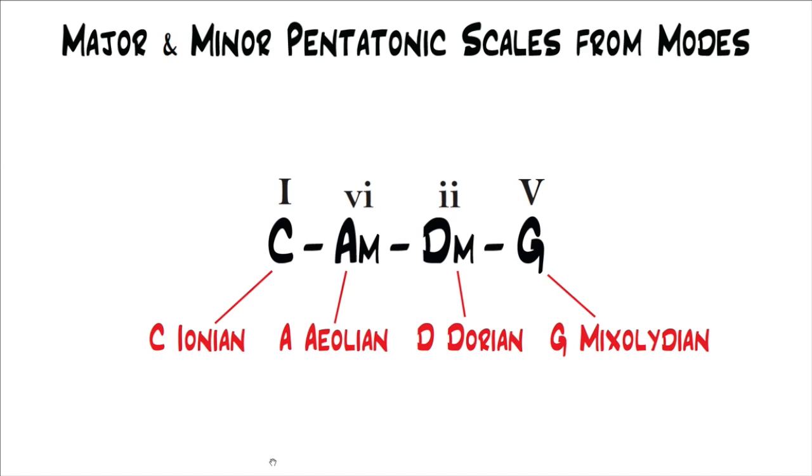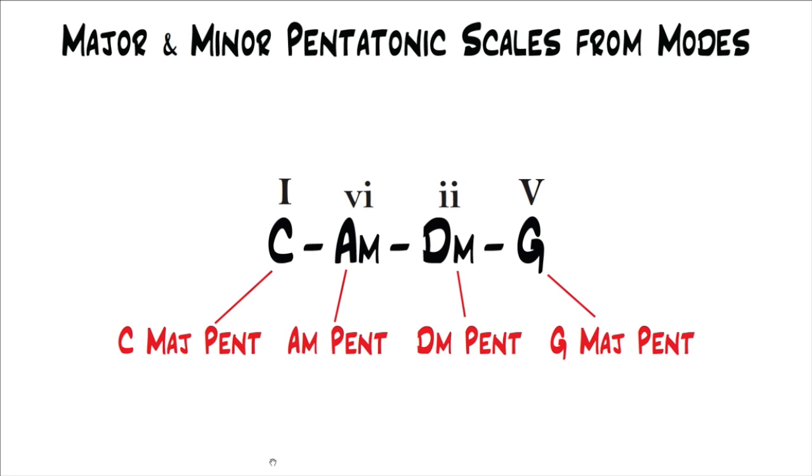But then we can simplify that with the major and minor pentatonic scales. Instead of thinking about each of the modes over these chords, we can just think about using the major pentatonic with the same root over the major chords, and the minor pentatonic with the same root over the minor chords. So over C major you'd use C major pentatonic, over A minor you'd use A minor pentatonic, over D minor you'd use D minor pentatonic, and over G major you would use G major pentatonic.